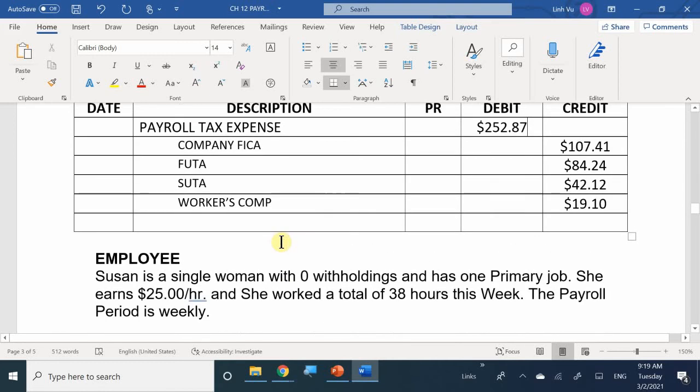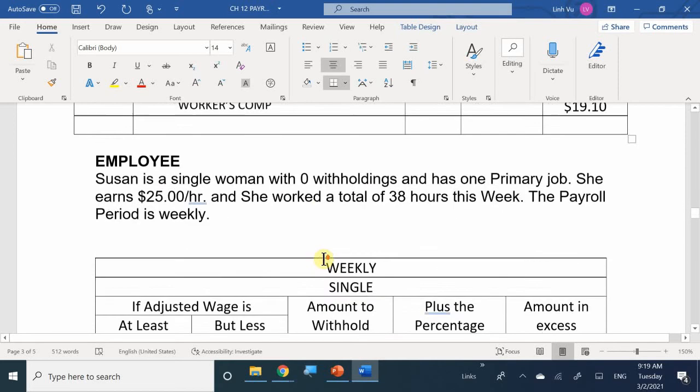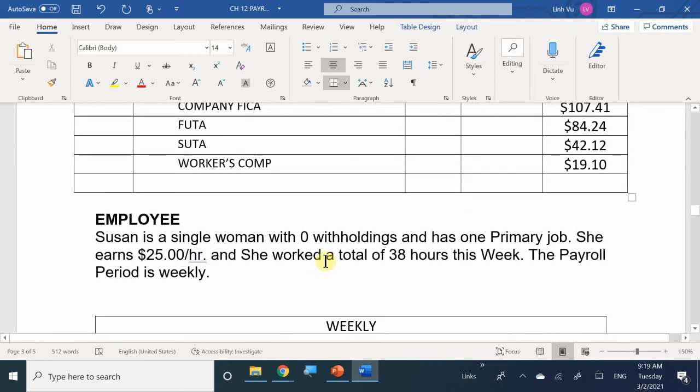All right, so let's go ahead and do example number 2. Here we have Susan. She is a single woman with 0 withholdings and has one primary job. She earns $25 per hour, and she worked a total of 38 hours this week. The payroll period is weekly, so she gets paid every week.